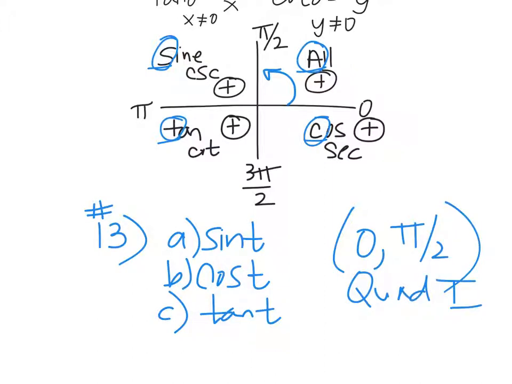Now, why couldn't they just say quadrant 1? I don't know. I would have. They like to make life difficult. All right, but we know these answers now. So is sine positive or negative from 0 to pi over 2? Positive. They're all positive, right? All of them are positive in quadrant 1.